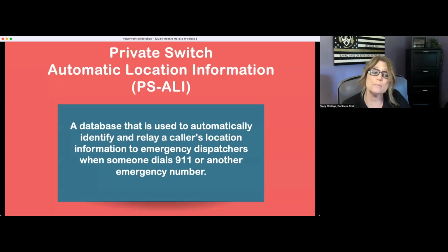So just to go a little bit further with the private switch, we're going to add on a piece to it. Our private switch ALI, our private switch automatic location information. Now that's going to be within our system, okay? Within our closed private system. The PS-ALI is a database that is used to automatically identify and relay a caller's location information to emergency dispatchers when someone dials 911 or other emergency number. So that could be 112, 999, etc. in other areas.